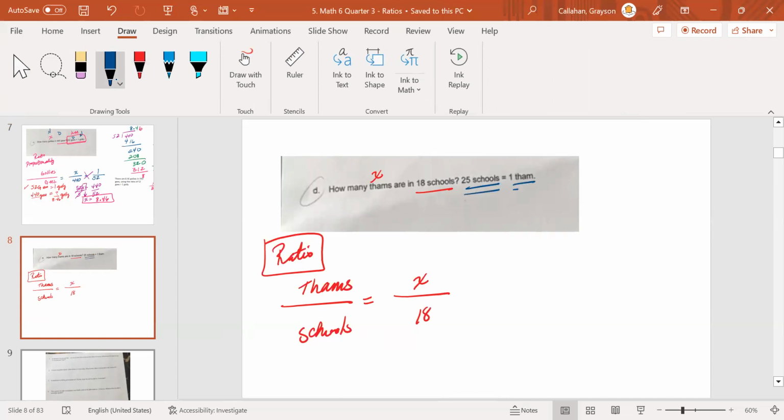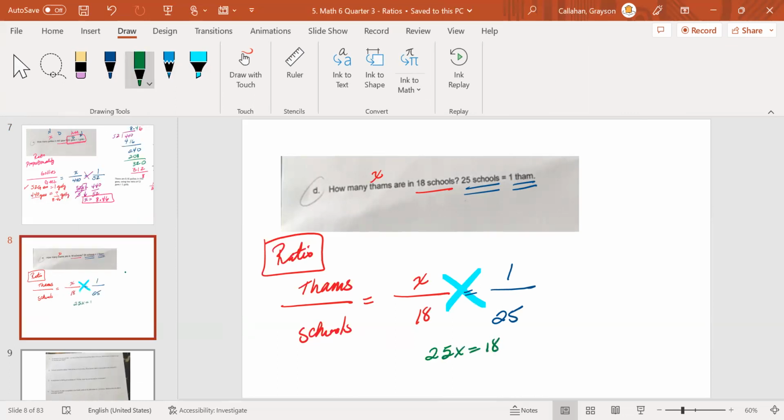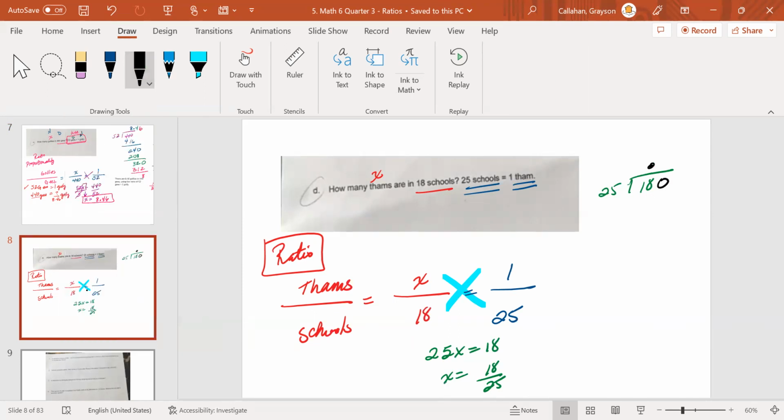25 schools equals 1 tham. So 25 schools goes on the bottom, 1 tham goes on top, right? Now you just need to cross multiply. So 25x equals 18. When you divide it, x equals 18 over 25, right? Yes? So then 18 is not enough. Do you see that? So you put a dot and you put a 0, okay?